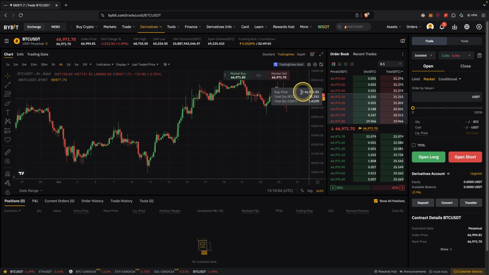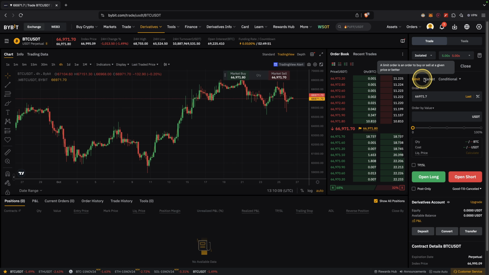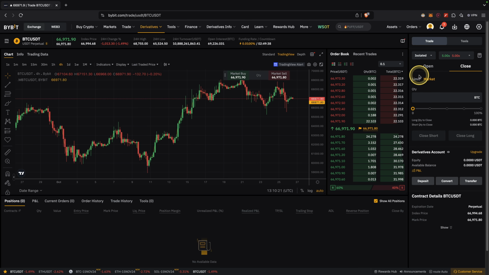Let me quickly show you the example on an exchange right here. So depending on whether you are opening your position as a limit or market order, you will have to pay the maker or taker fee. And of course, when closing your position in here, the same applies. Limit and market, you have these different fees.